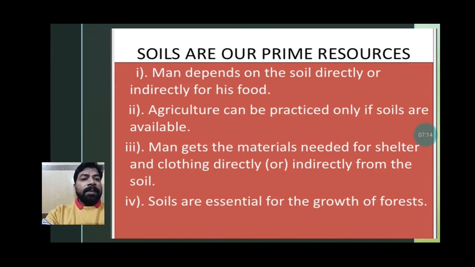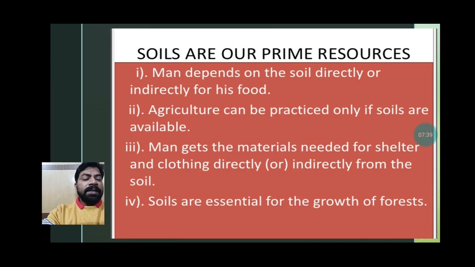Soils are our prime resources. Man depends on the soil directly or indirectly for his food. We grow our food on the soil only. Agriculture can be practiced only if soils are available. That's why soils are our prime resources. Without it, we can also say that life cannot be possible on this earth.